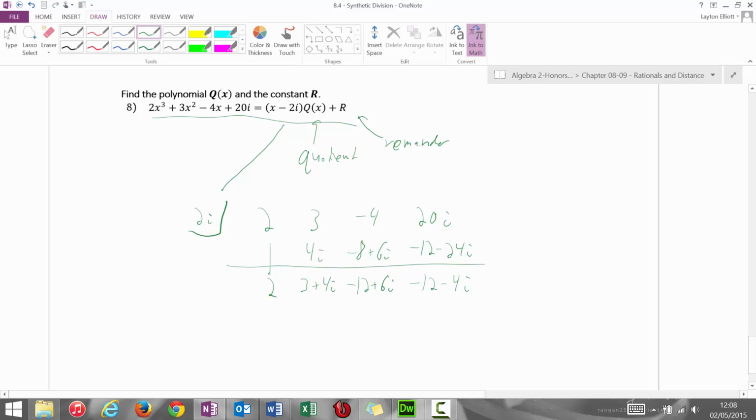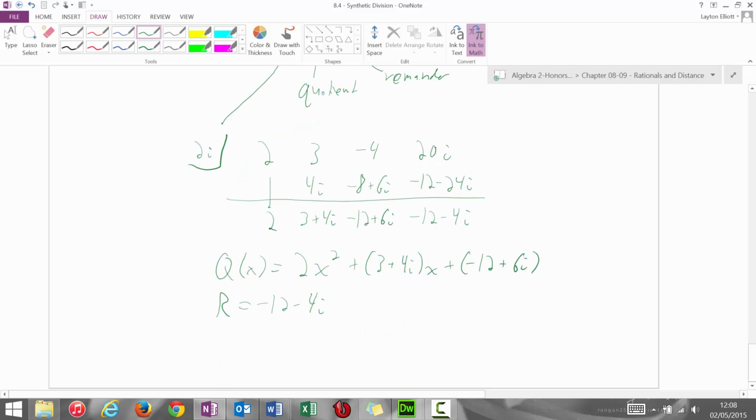So the quotient, q of x, is 2x squared plus 3 plus 4i x plus negative 12 plus 6i. And my remainder is just negative 12 minus 4i. It's kind of the same as the previous problem, it's just a different way to ask it. And we're done.